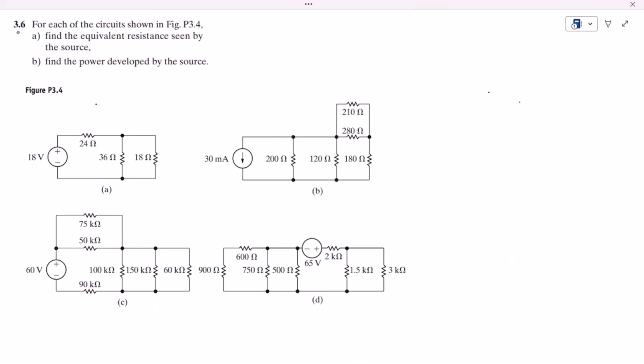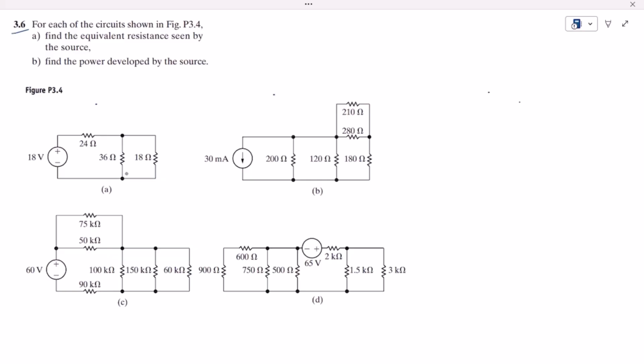Welcome back, guys. So this is question 3.6, and the statement of this question is: for each of the circuits shown in figure P3.4, which has sub figures A, B, C and D, find A, the equivalent resistance seen by the source, and B, the power developed by the source. So we have to do it for each of the circuits as we have done in question 3.5. Here we will find the equivalent of each of the combinations and then write it here.